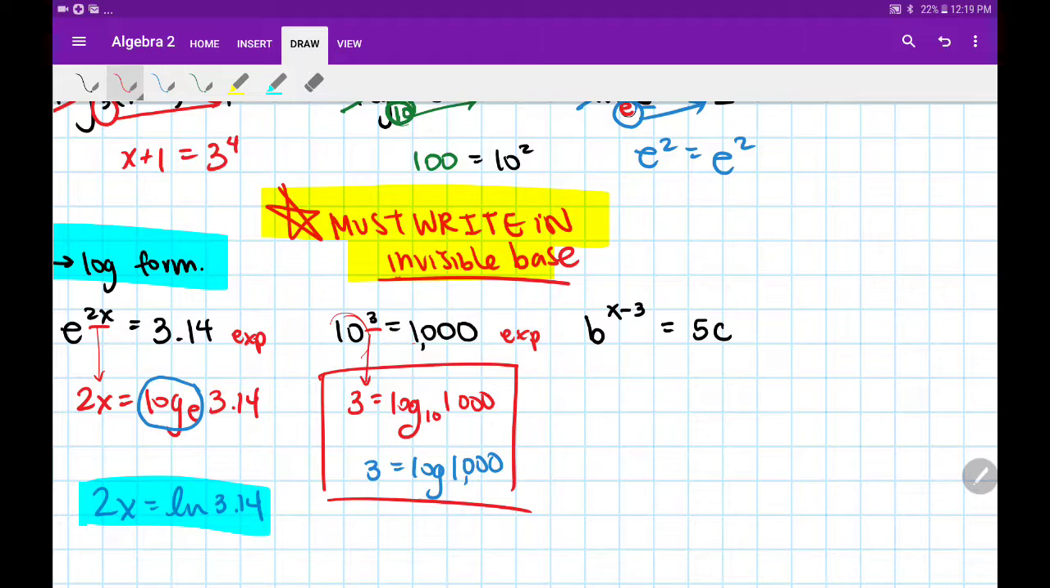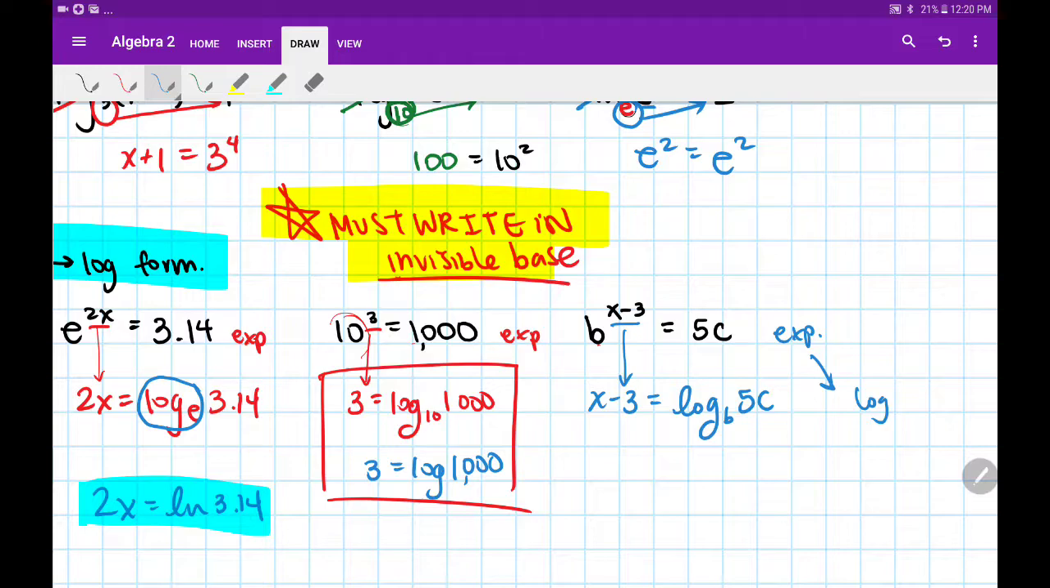Let's do one final one. So it looks kind of crazy, this b to the x minus 3 equals 5c, but our same rules apply. We're going to bring down the exponent, because right now I'm in exponential form, and I want to go to log form. So bring down the exponent, so x minus 3 equals log. Our base is b, and then we're left with 5c.